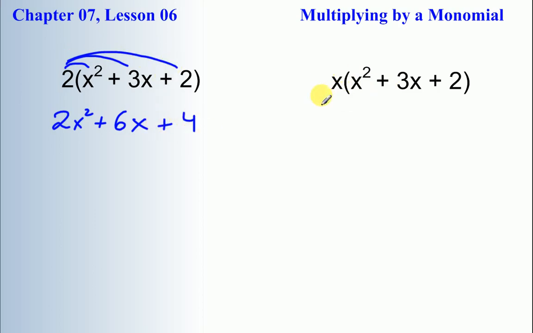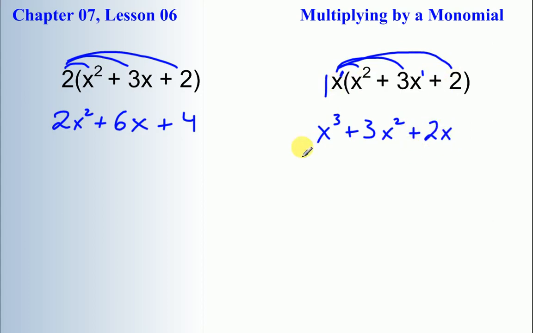What about if it's a variable? Same way. Now x times x squared, what is that? x to the third. Because remember, this is x to the first power, or 1x to the first power. So 1 times 3 is 3, the exponents 1 and 1. x times x gives me x squared, so plus 3x squared. And then x times 2 is plus 2x.